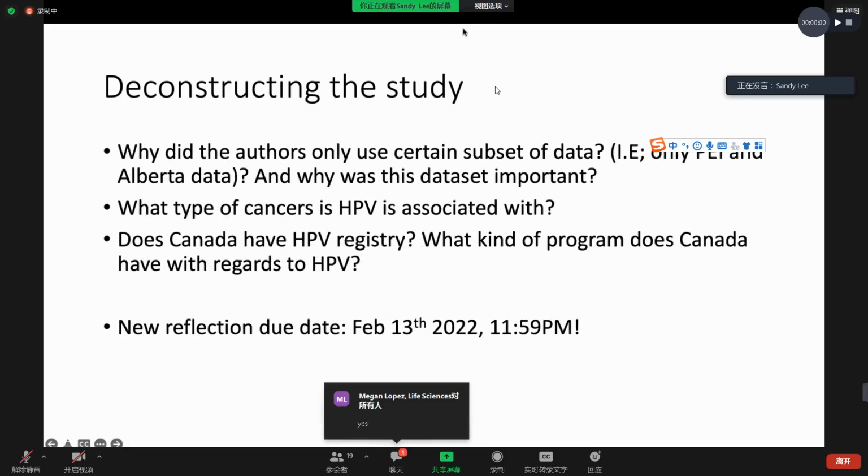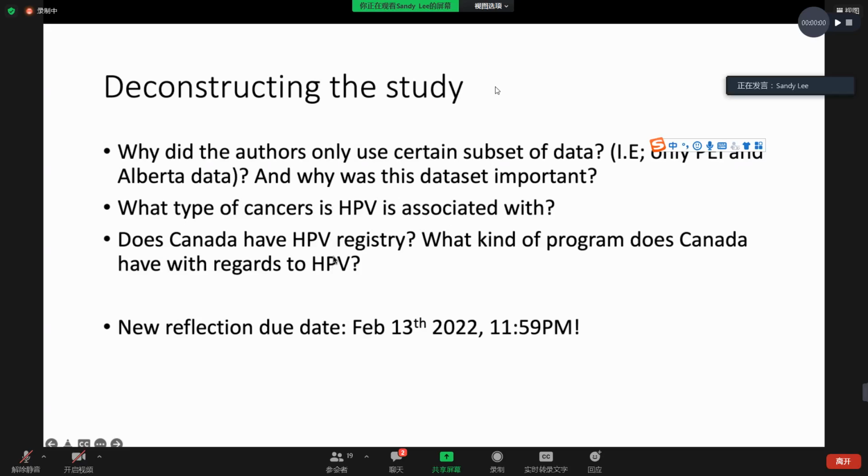And the last few questions. Why did the authors only use a certain subset of data? And why was this important? Yes, so gender neutral provincial programs were actually initiated later. So they lacked sufficient information at the time of the publication.